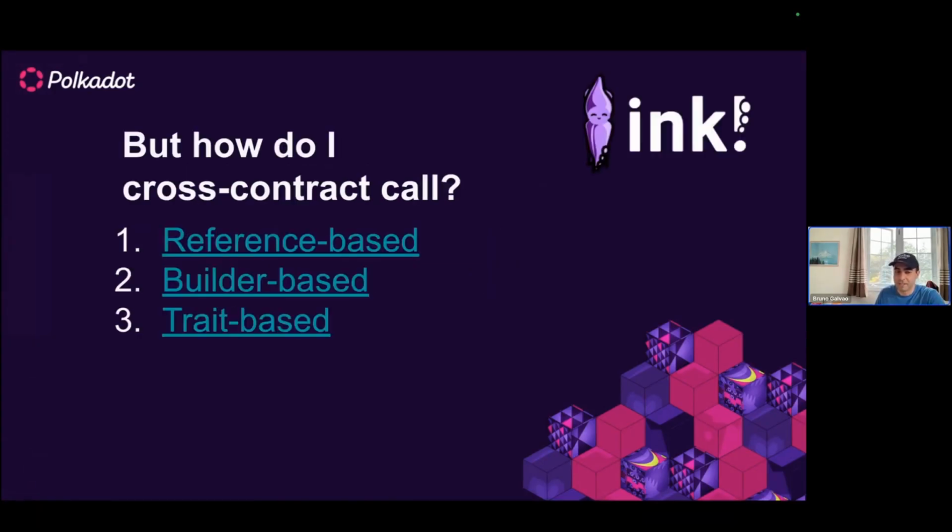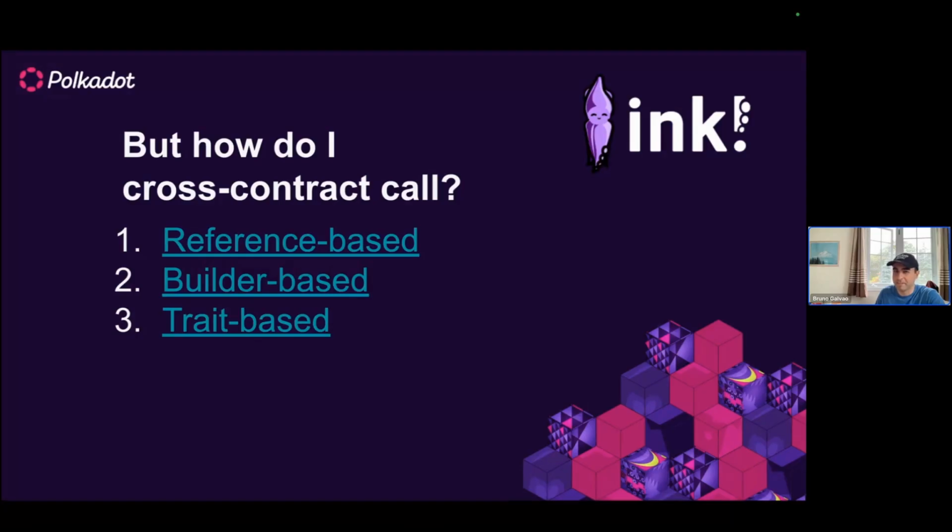There are 3 different ways of doing it in ink!. The first one is the reference based, so you have a reference to the contract. The second one is the builder based, where you're constructing the call. And the third one is my favorite, the trait based. And we're going to look at all 3.